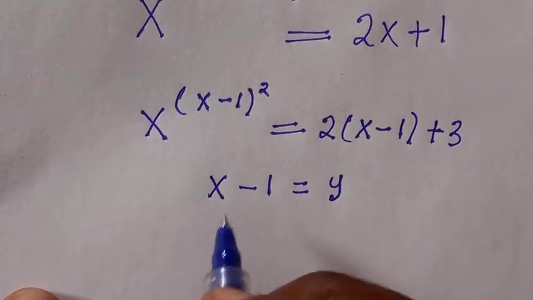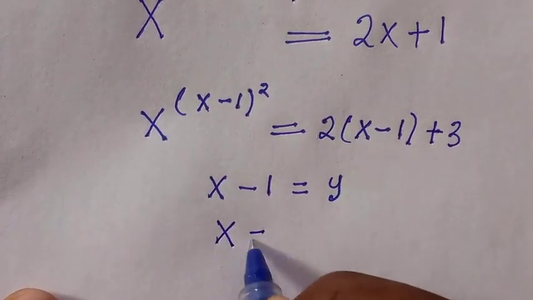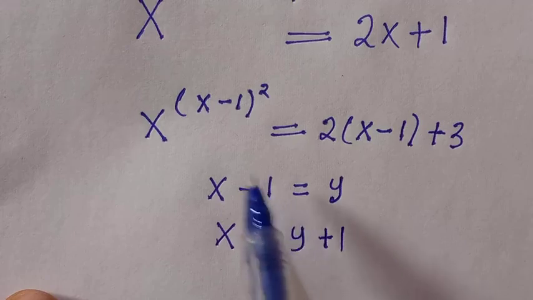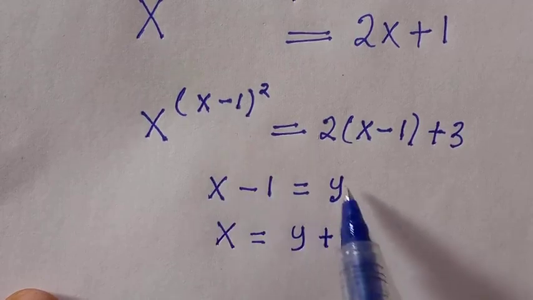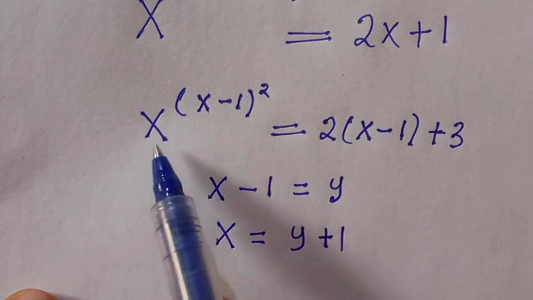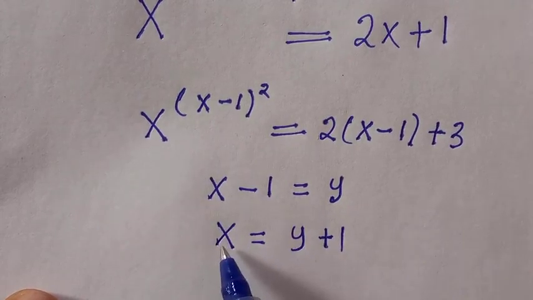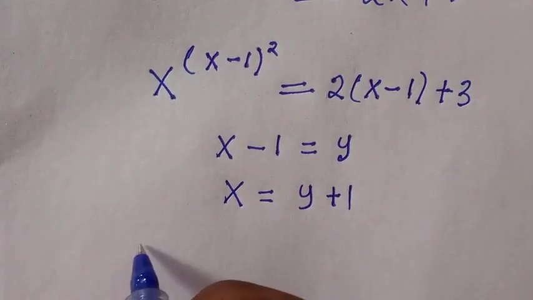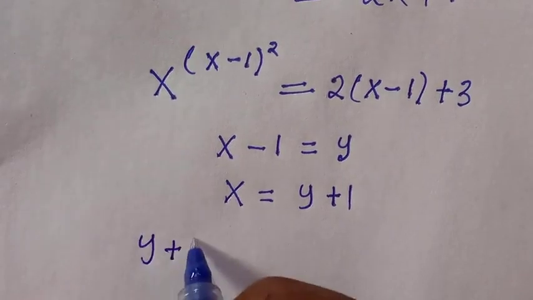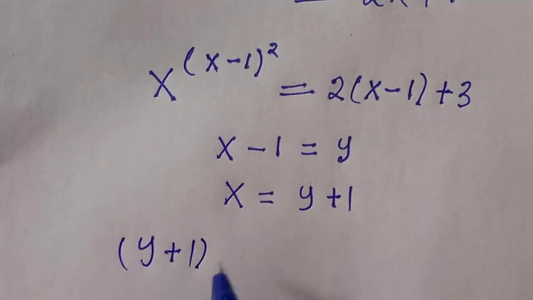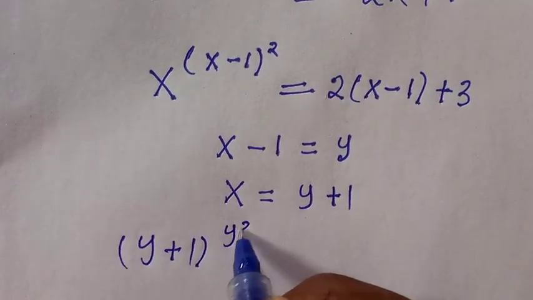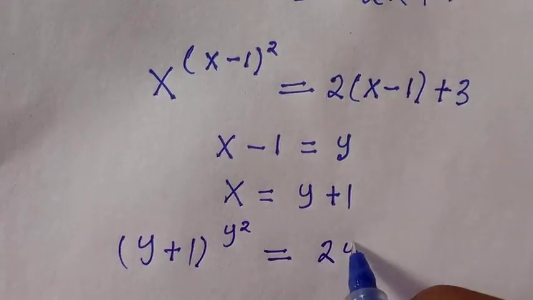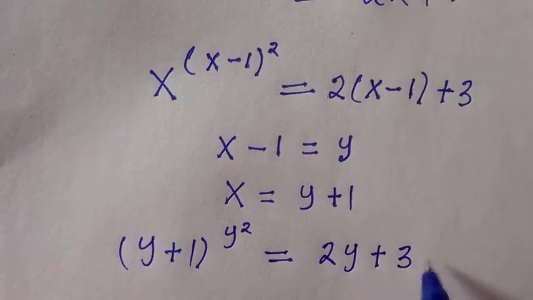By making x the subject of the formula, x equals y plus 1. That is, anywhere we have x minus 1, we replace it with y, and anywhere we have x only, we replace it with y plus 1. So the base of this becomes (y plus 1) raised to the power of y squared equals 2y plus 3.